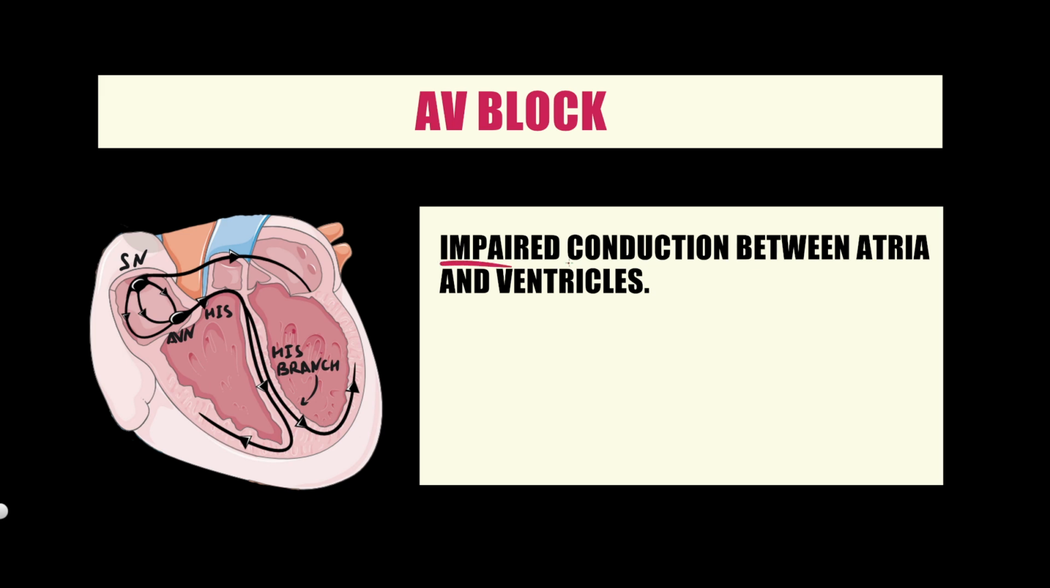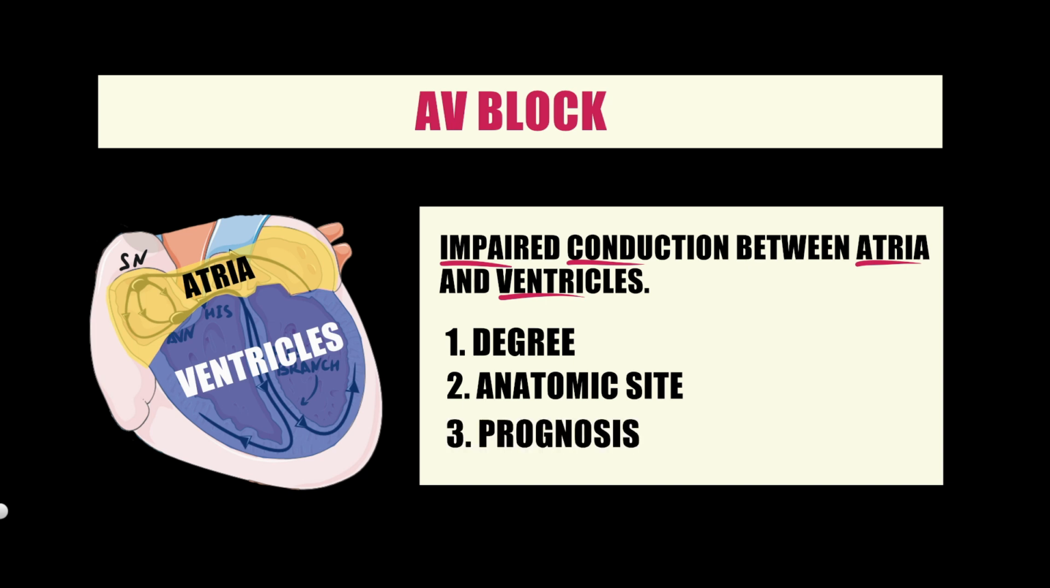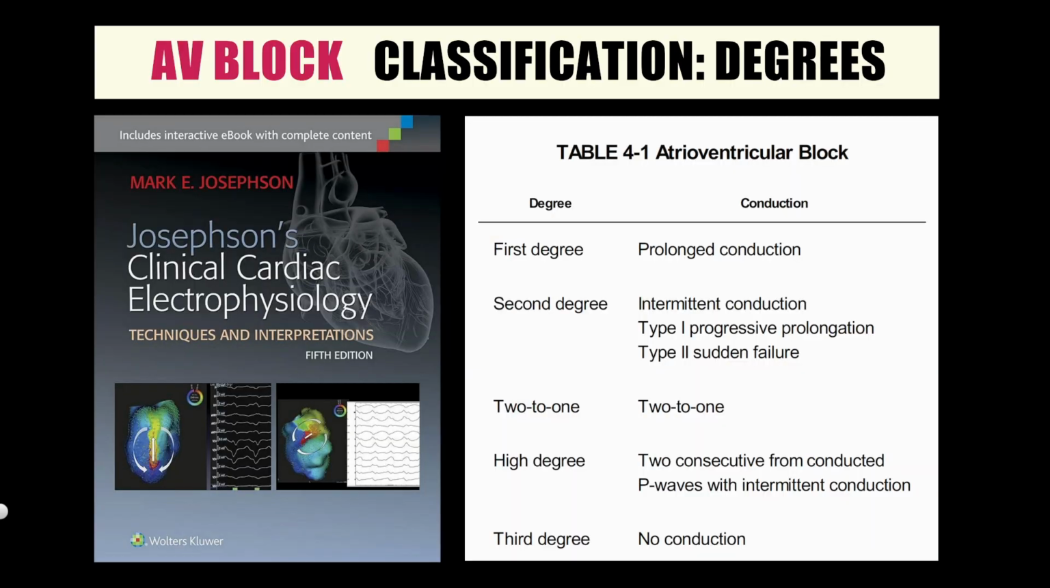AV block is impaired conduction between the atria and ventricles. In aspect of AV block management, we need to know degree of AV block, anatomic site of AV block, and prognosis to progression. The first degree AV block is characterized by prolonged AV conduction, but the truth is that it is not a block in nature, because of the absence of QRS drop.